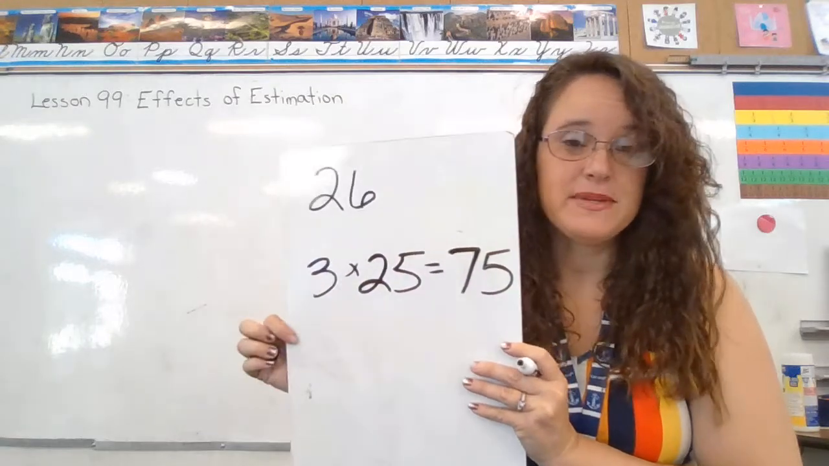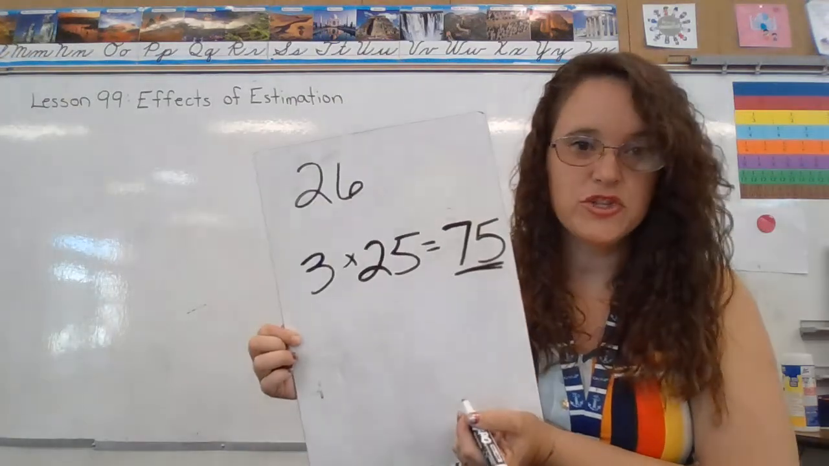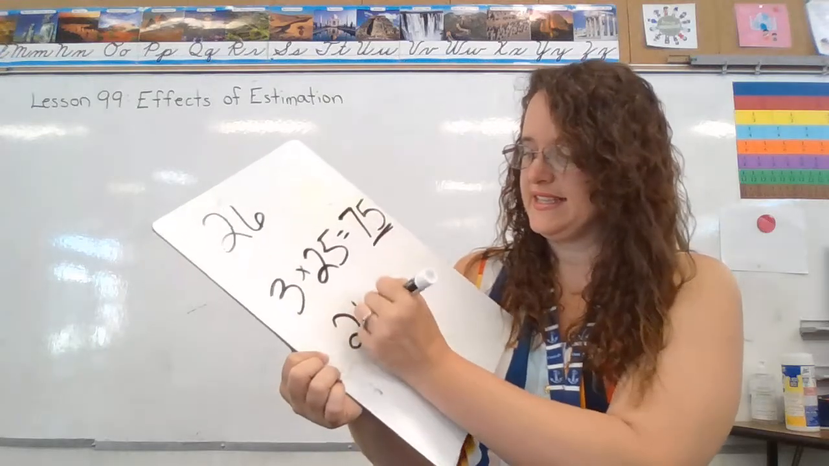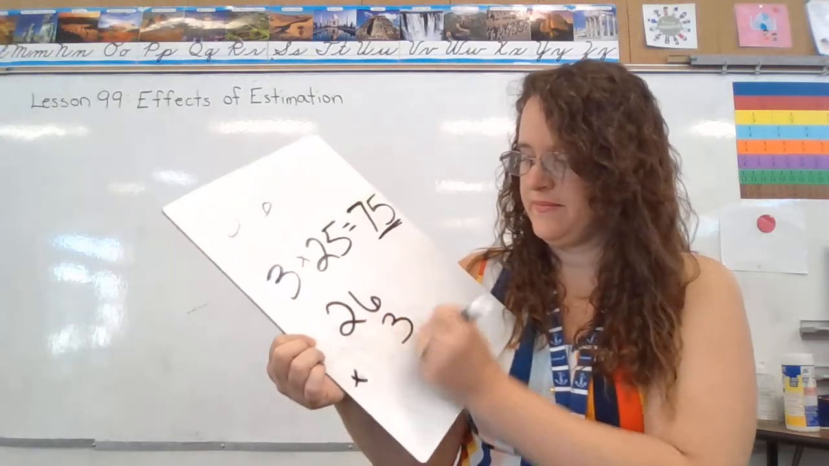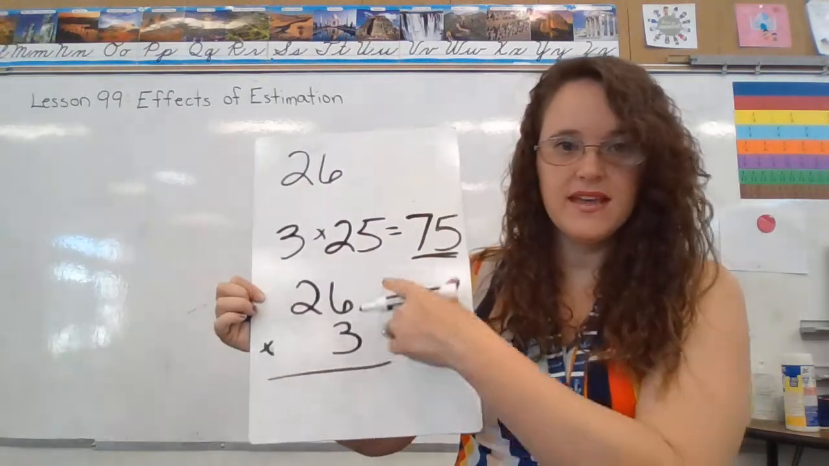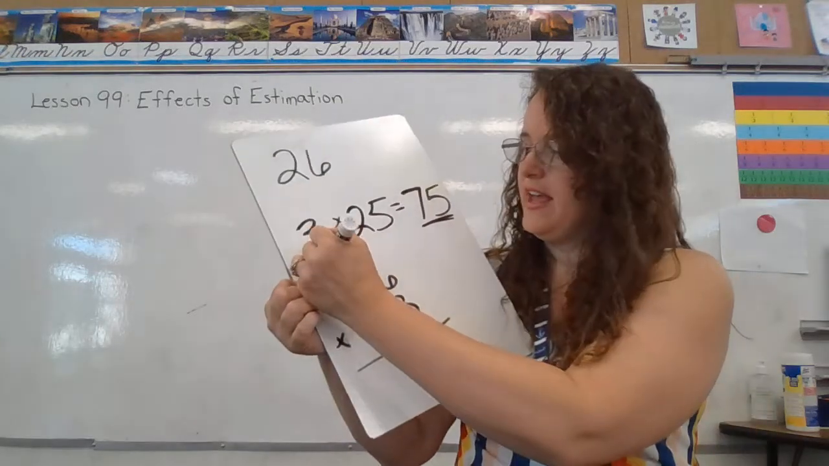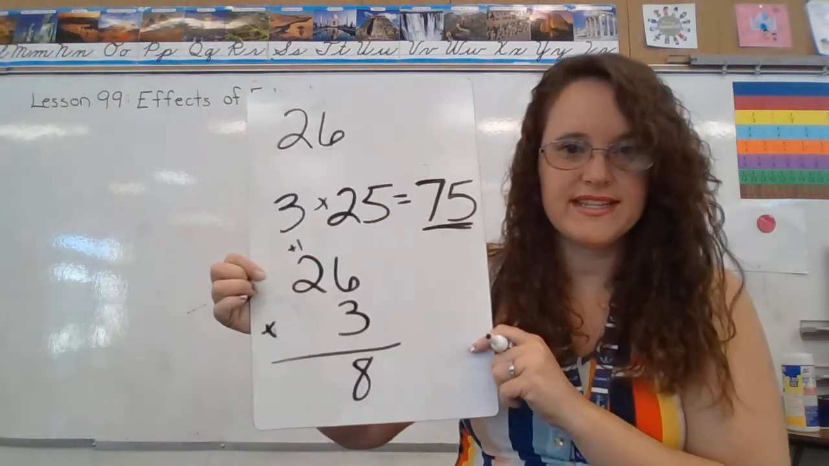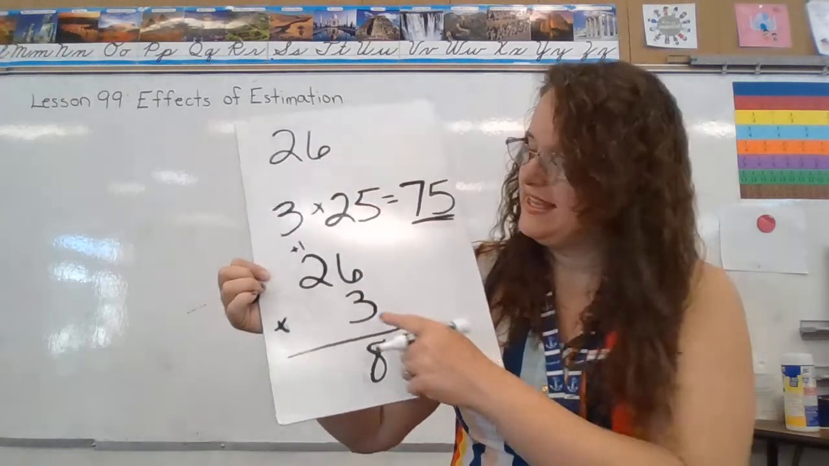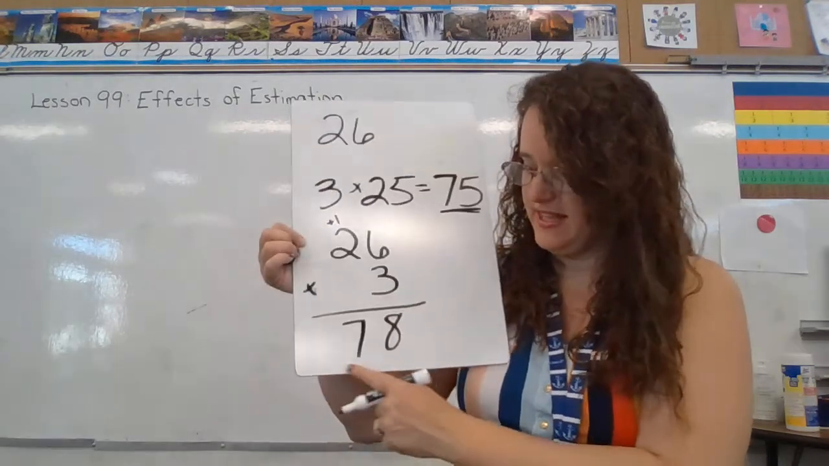Now this question specifically wants us to compare his estimate to the actual number. So for that, we're going to need to do 26 times 3. We can do that. We've been practicing. 6 times 3, that's 18. So we write our 8 down here, and we carry our plus 1 to the tens place. Then 3 times 2 tens is 6 tens, plus 1 ten is 7 tens, so we put that there.